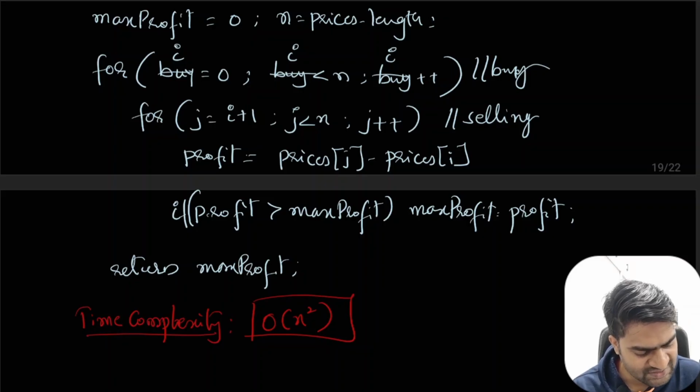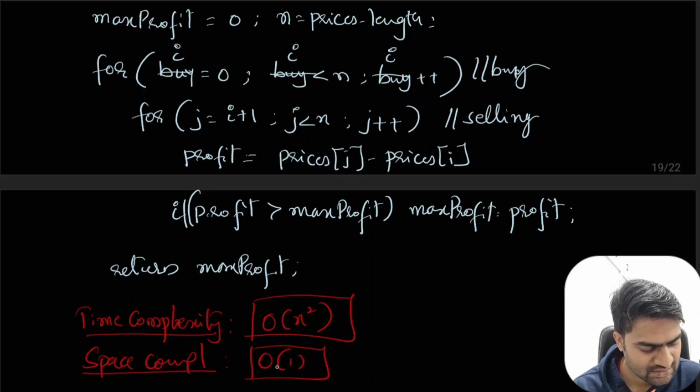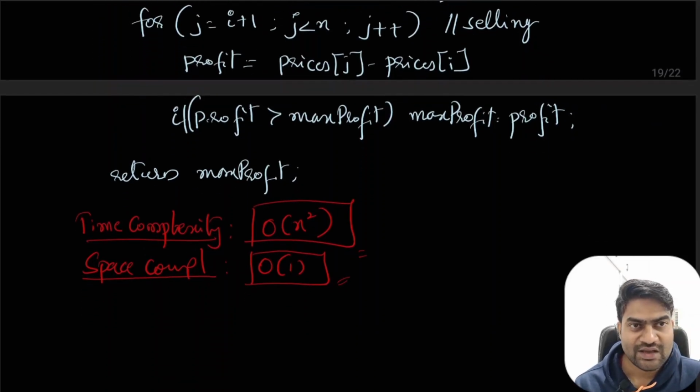Okay. And what is the space complexity? We are not using anything extra. That's why it is of order 1. Okay. So this is clear. So now with this understanding, let us try to execute this code.